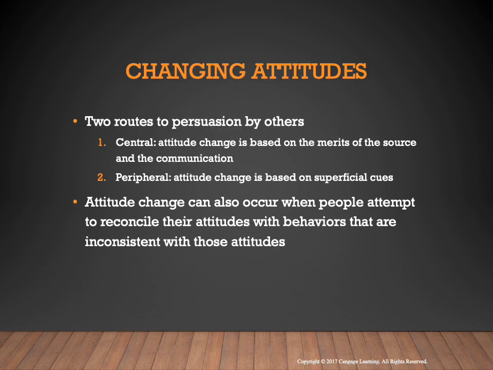Changing attitudes. So how do attitudes change? Well, there are two major ways. First, there's persuasion by others, and as we've discussed, that runs along two routes. The central route to persuasion is attitude change that's based on the merits of the source and the communication. Then there's peripheral routes to attitude change. That's attitude change based on superficial cues. And finally, attitude change comes from the self, and attitude change can occur when people attempt to reconcile their attitudes with behaviors that are inconsistent with those attitudes.